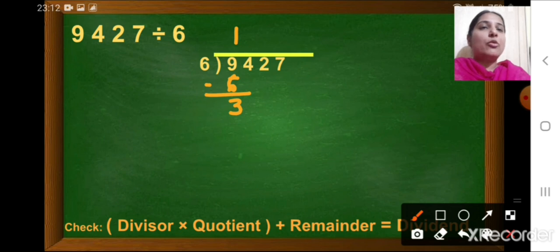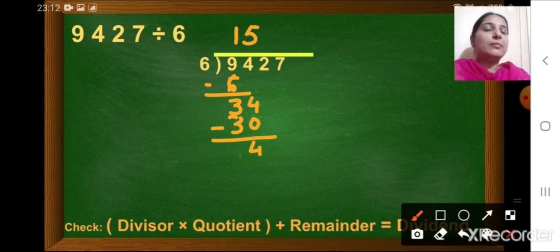Now we will bring down this 4 here, because 3 is less than 6. Now 6 5s are 30, and 6 6s are 36, which will be more than 34. So 6 5s are 30, so we will write here 30. Now 4. Again 4 is less than 6, so we will bring down this 2 here.